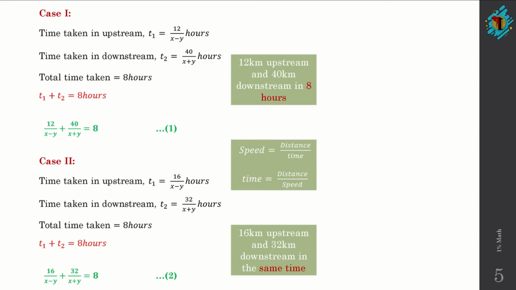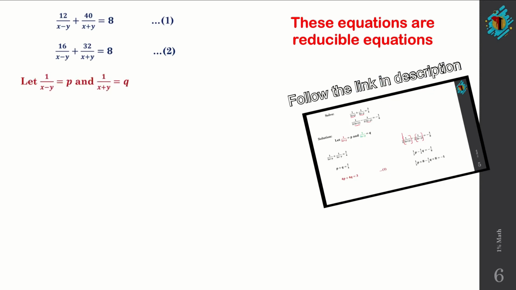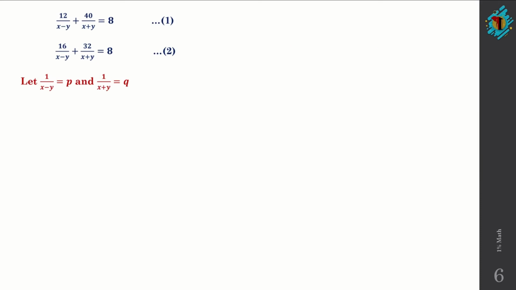So when you see this equation, it looks like a reducible equation. Regarding reducible equations, we have already studied in our previous video. You can go through that video, which is given in the description below. So let us start with that. These are the equations we got. So what we will do, we will replace 1 by x minus y as p and 1 by x plus y as q. When you replace this, equation 1 becomes 12p plus 40q is equal to 8 and 16p plus 32q is equal to 8.